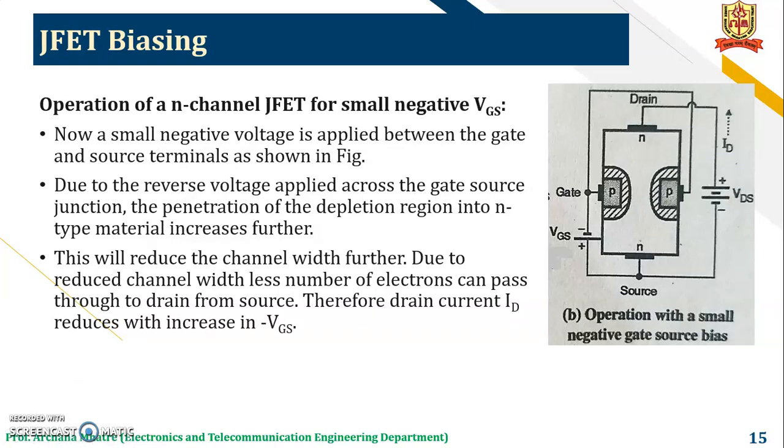Now next, operation with a small negative gate-to-source bias. Here a small VGS is applied. A small negative voltage is applied between the gate and source terminals, as shown in the figure. Due to reverse bias, the voltage applied across the gate-to-source junction increases the penetration of the depletion region into the N-type material further. Here in this diagram, you can see the width of the depletion region increases.